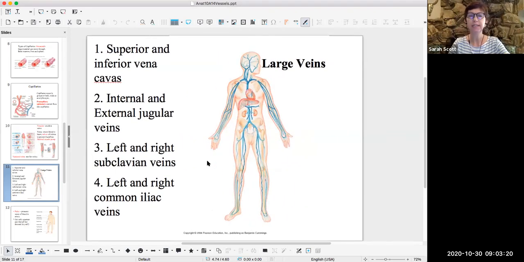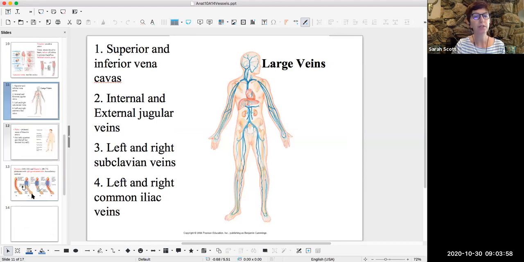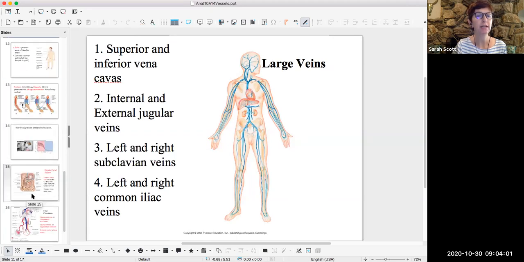Okay, so here you see an image of the specific large veins that you're responsible for. So we do have the external and internal jugular veins. These are the two major veins that drain the head. The superior and inferior vena cavas are the two veins that drain the upper body and lower body. Right and left subclavian veins drain the arms. And left and right common iliac veins right here drain the legs. So those ones you are responsible for knowing and identifying.